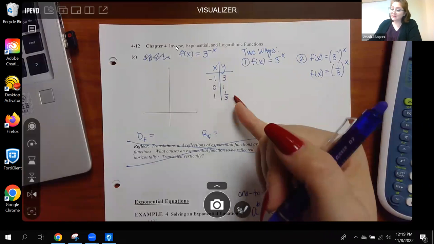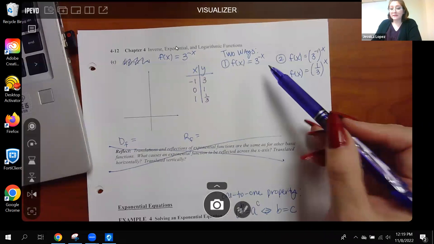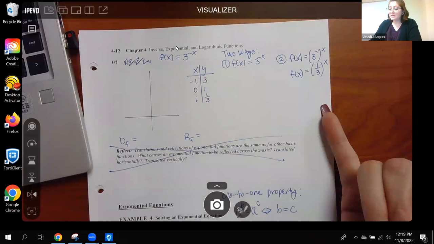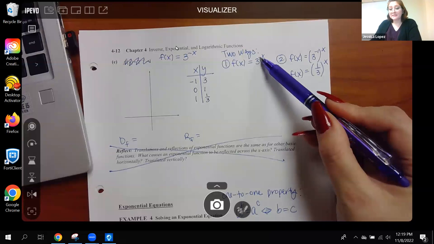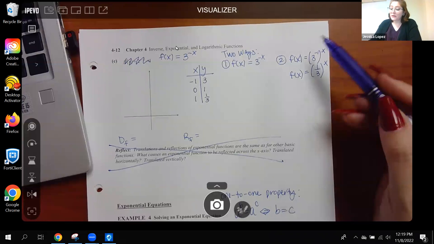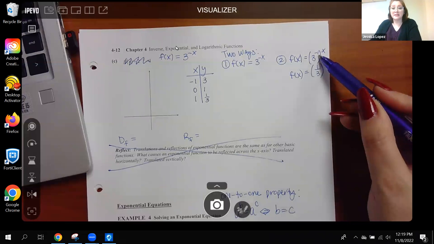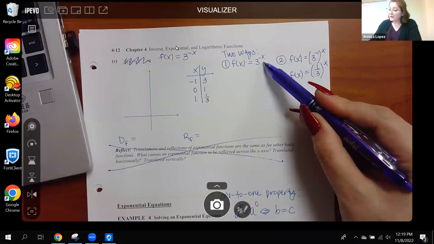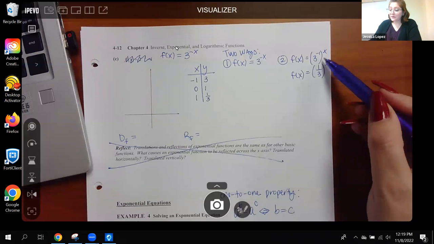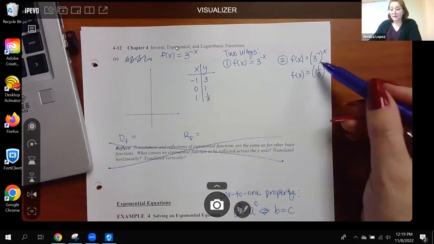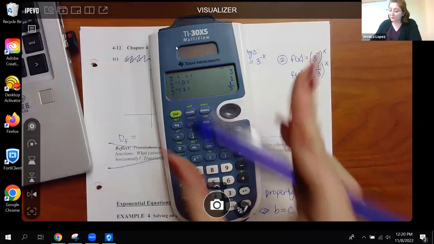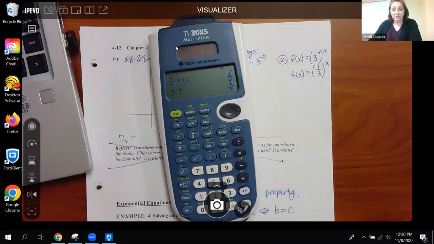Okay. And the reason is that I can manipulate this to look a little bit differently. Notice that in order to get negative x as an exponent, I could have had 3 to the power negative 1, raised to the x. Because when you have a power raised to a power, you multiply those powers, which would equal a negative x power. Then 3 to the power negative 1 means the reciprocal of 3, which is 1/3. And if you're ever not sure, just type in your calculator 3 to the power negative 1, and it tells you that it's 1/3. Okay.